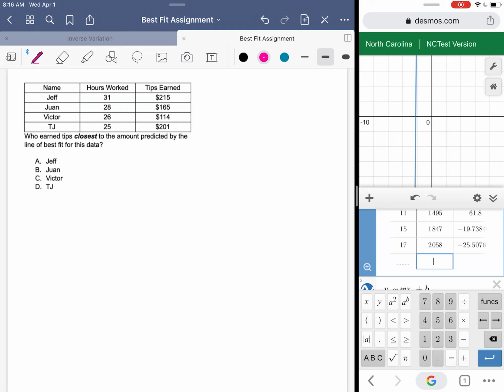All right, and the last one. Who earned the tips closest to the amount predicted by the line of best fit? So we have some different waiters, some people who worked in a restaurant, and the hours that they worked and the amount of the tips that they earned. So who earned the tips closest to the amount predicted by the line of best fit for this data? So in other words, this is asking who has the lowest residual.